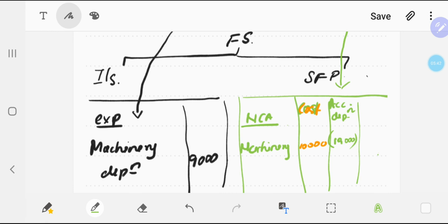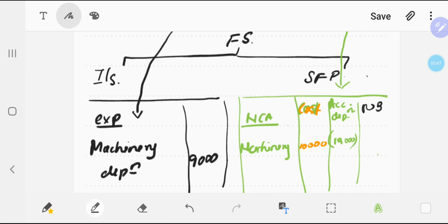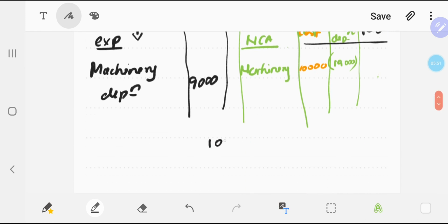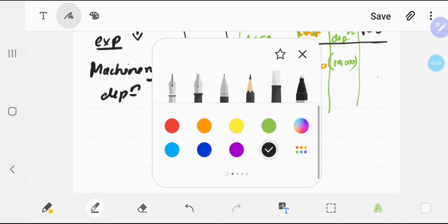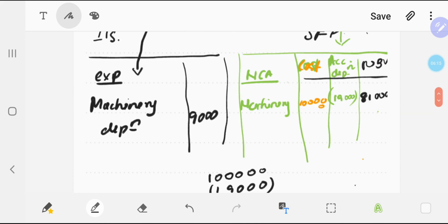So you deduct this in order to find your net book value. So from 100,000, take away 19,000. So you get 81,000 as your net book value.